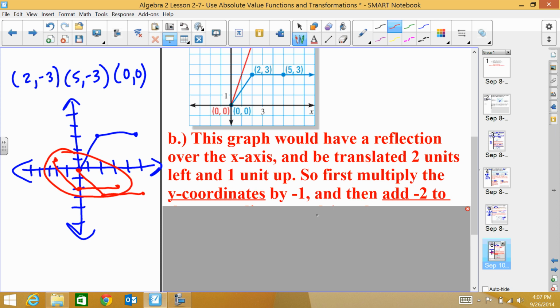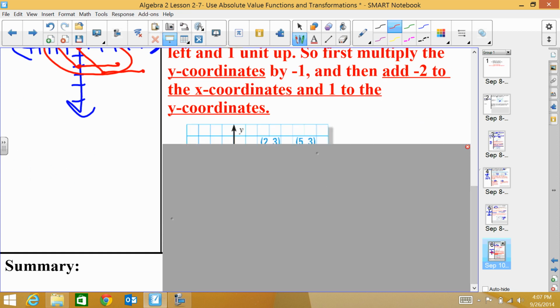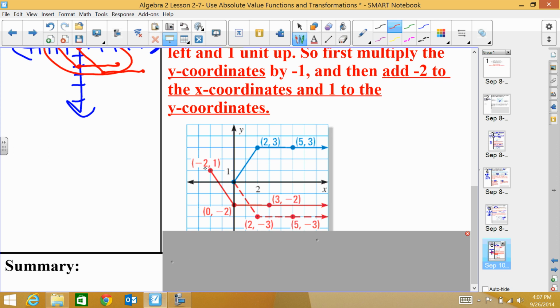Now, if you wanted to get those points algebraically, what you could do is add negative 2 to the x, because the x makes it go left or right, and you could add 1 to the y's, because that makes it go up or down. But I like to think of it as a reflection and then a shift left and a shift up, because it makes it easier to figure out. So again, this solid red line is what you end up with.